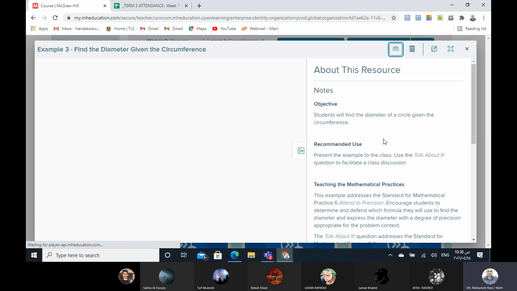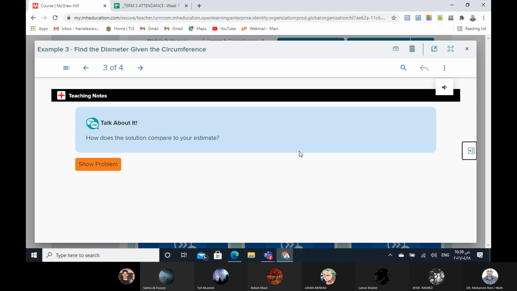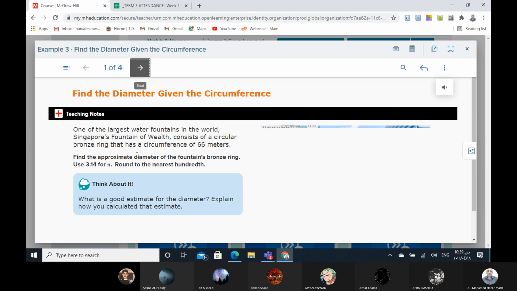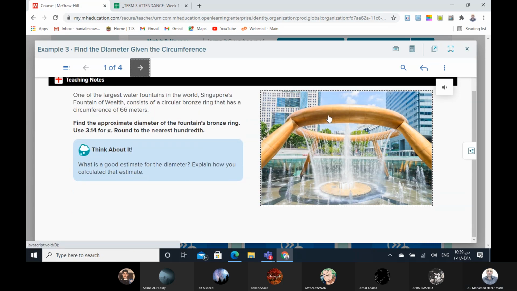This is the question. Find the diameter given the circumference. Look at this fountain. Here I have a circle. One of the largest water fountains in the world, Singapore's Fountain of Wealth, consists of a circular bronze ring that has a circumference of 66 meters. This is the circle. Now we have the circumference.